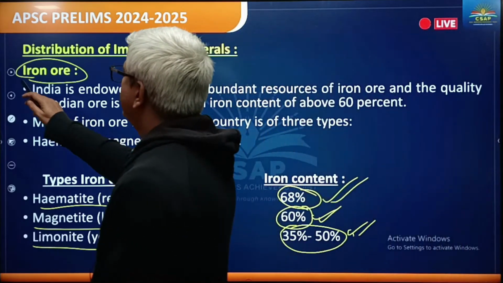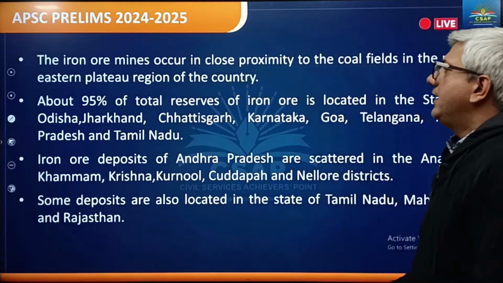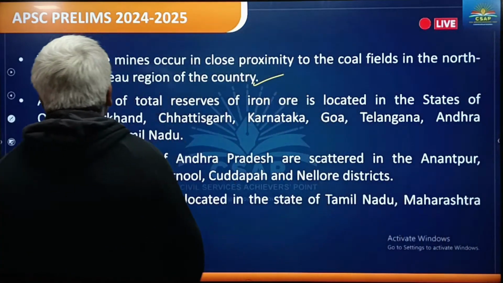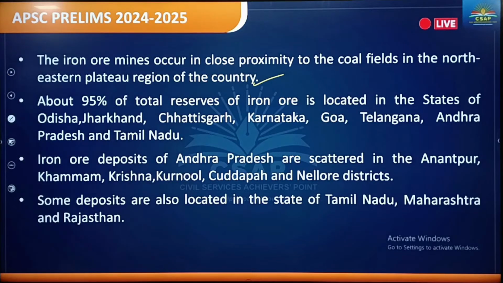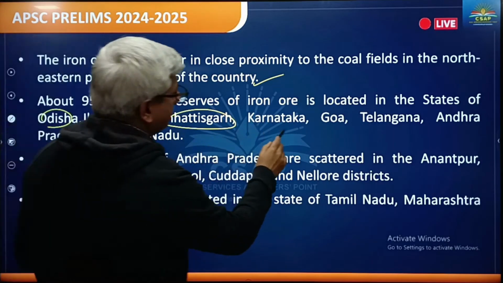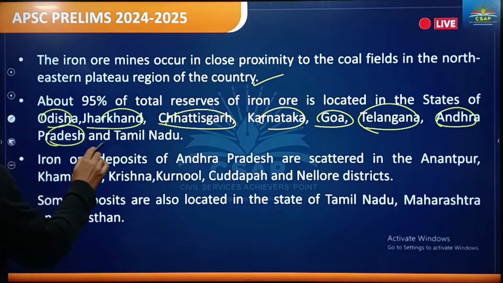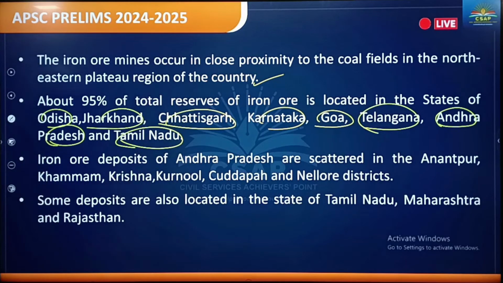Right? The iron ore mines occur in close proximity to the coal fields in the northeastern plateau region of the country. About 95% of total reserves of iron ore is located in the states of Odisha, Jharkhand, Chhattisgarh, Karnataka, Goa, Telangana, Andhra Pradesh, and Tamil Nadu.